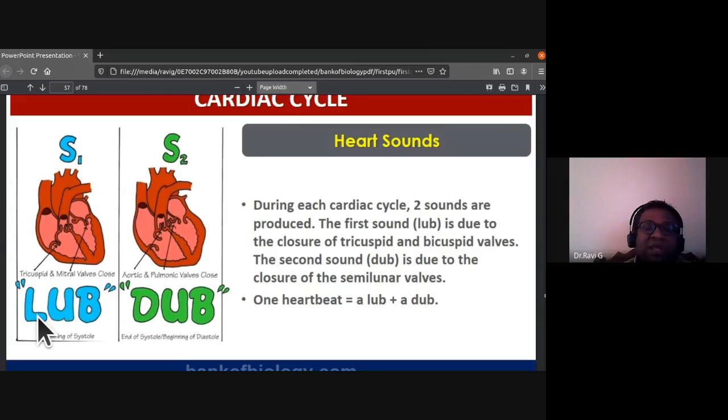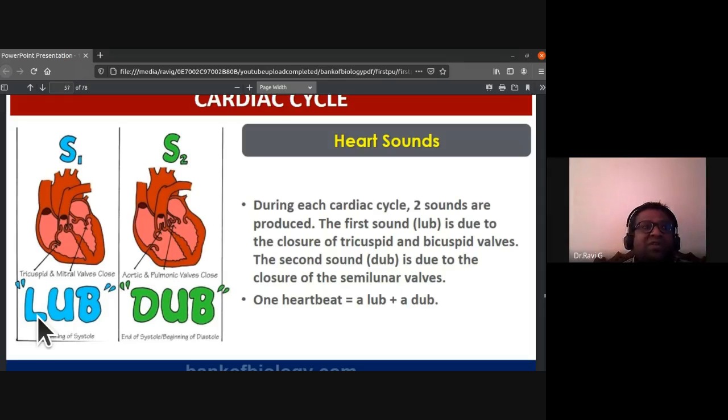The first sound is lub. It is due to the closure of the tricuspid and bicuspid valves. The second sound is dub. It is due to the closure of the semilunar valves, that is the aortic semilunar valve and pulmonary semilunar valve. So one heartbeat is a lub and a dub. The closure of the tricuspid and bicuspid valves at the beginning of systole, and the closure of the aortic and pulmonary valves at the end of systole or beginning of diastole, we call that the heartbeat. One heartbeat equals lub and dub.